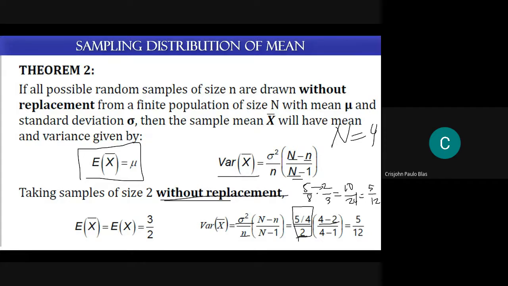Okay po. Huwag nang pahirapan ang sarili. Once you have computed the population mean, the population standard deviation, the population variance, go for this formula and then you will have the sample variance with replacement and the sample variance without replacement. Always check if the given is with or without replacement, ha? Para alam niyo kung anong formula ang i-apply natin.